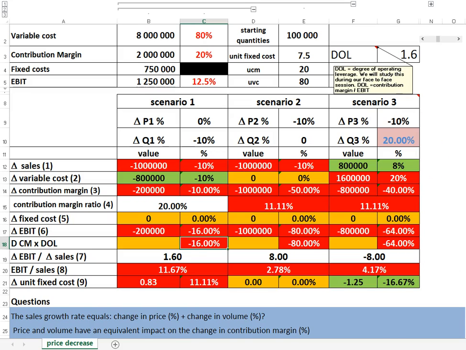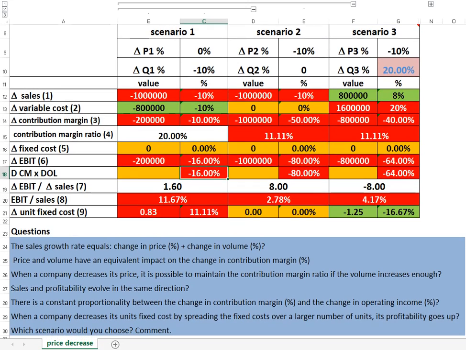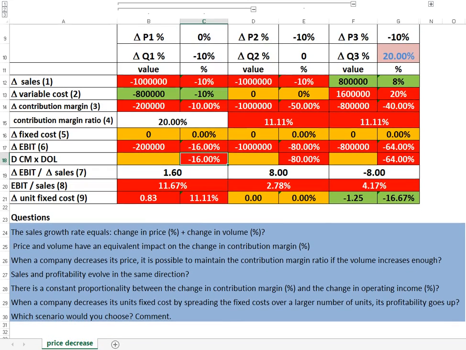So we're almost through. The last assertion was: when a company decreases its unit fixed cost by spreading the fixed cost over a larger number of units, its profitability goes up. If you look at scenario 3, there is a decrease in unit fixed cost due to the fact that the total fixed costs are fixed and there is an increase in volume. Hence, the fixed cost per unit goes down. However, you see that in spite of those fixed costs per unit going down, the contribution margin decreases and the EBIT as well.